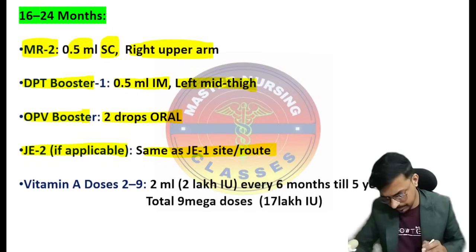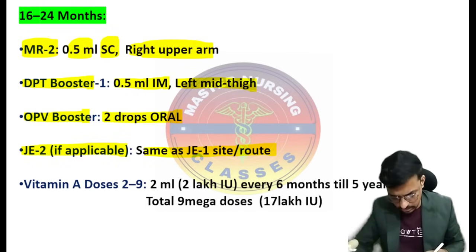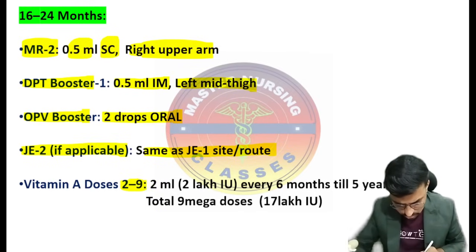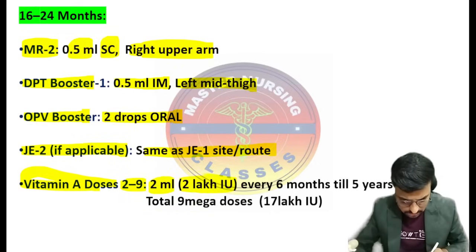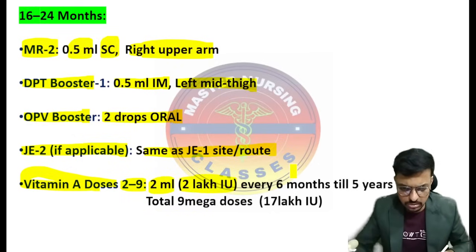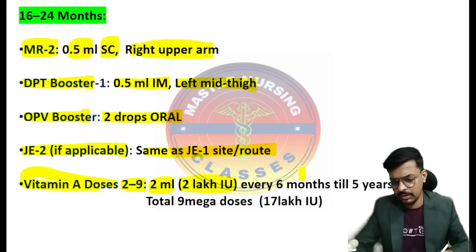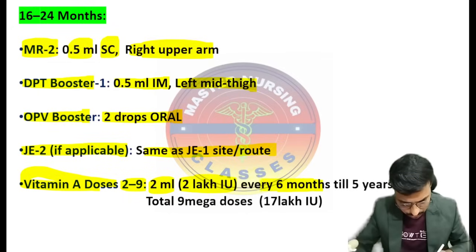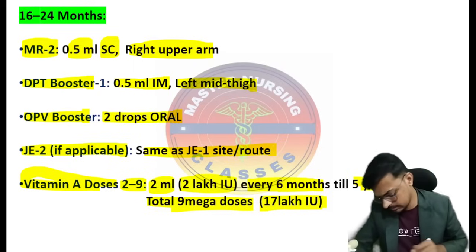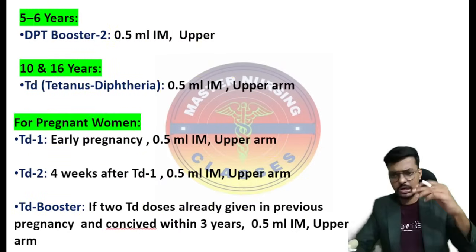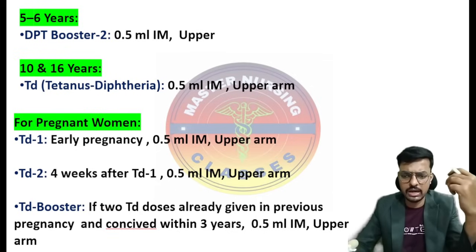So next, in the 16 to 24 months, I told you it is the second dose to the 9th dose of vitamin A. Total 2 lakh international units of vitamin A is given, with a 6 month gap. Every 6 months we give it orally till 5 years, total 9 mega doses, or 17 lakh international units of vitamin A. That is very important for your exams. Lots of golden points we are revising, not only 1 and 2.